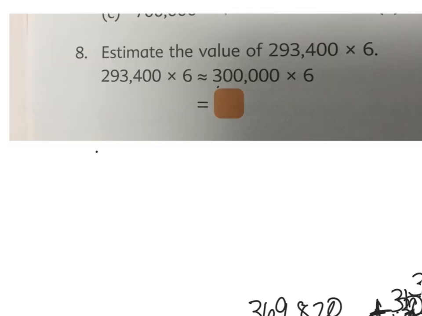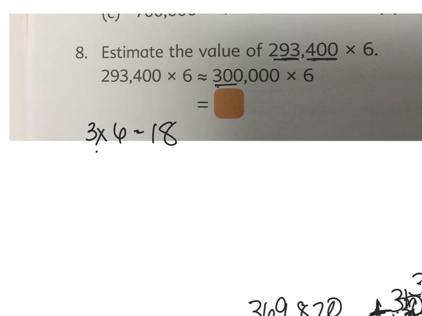Now I want you to look at textbook page 14, task 8, if you have your textbook at home. We're going to estimate the value of 293,400 times 6. So 293,400 is about 300,000 times 6. If we know our math facts really well, we know that 3 times 6 equals 18.